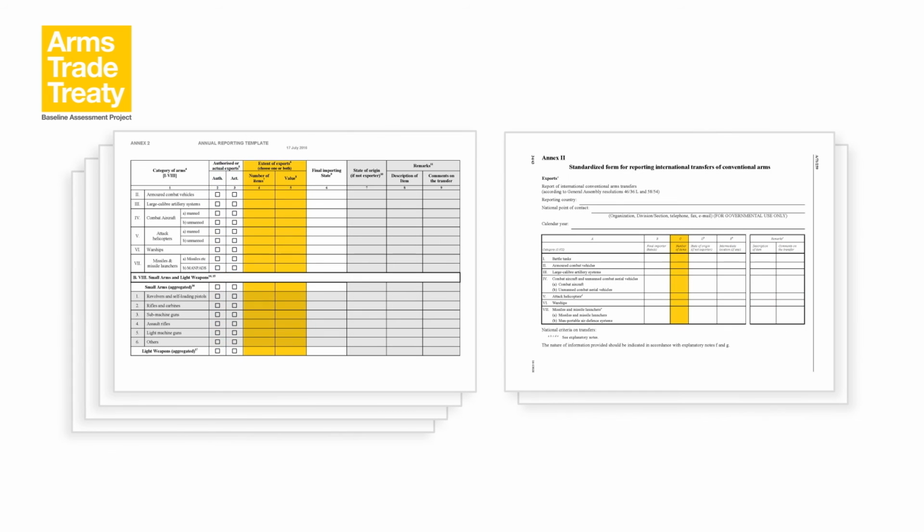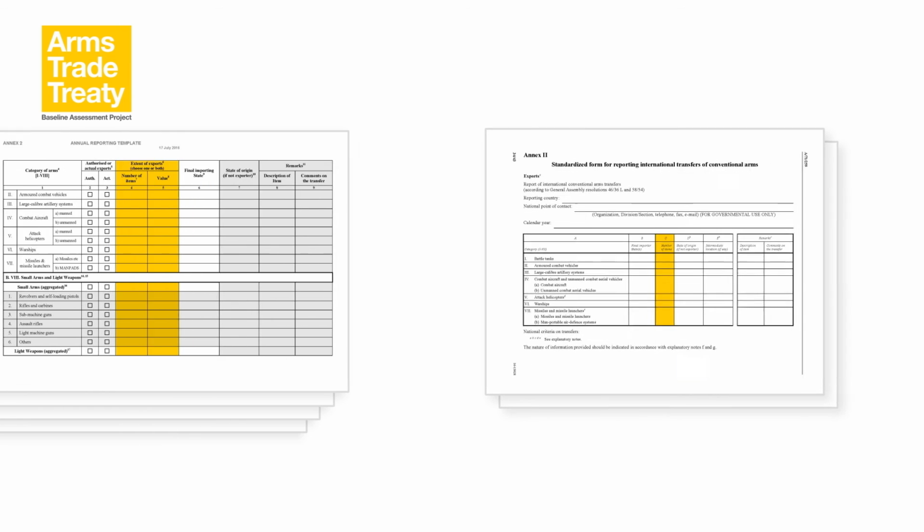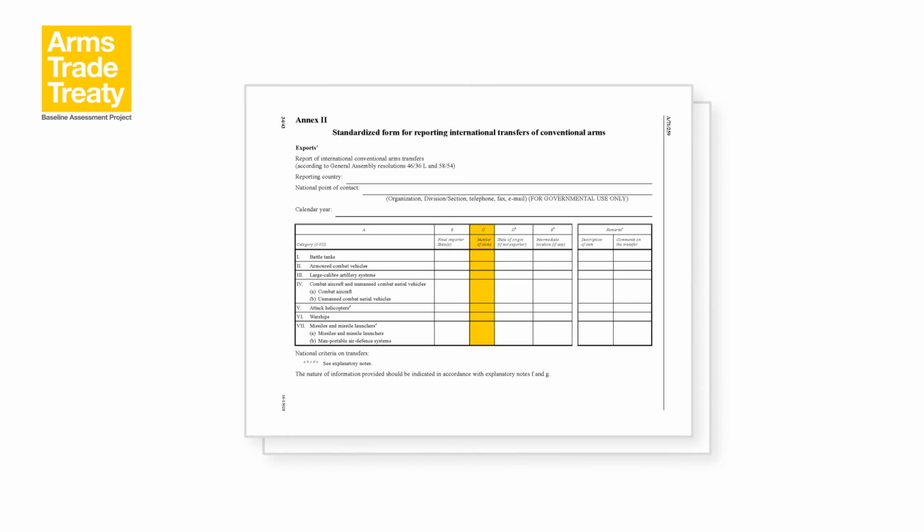The ATT Annual Report template provides states parties with the option of providing information on either the number of units or the financial value of conventional arms imports and exports, or to provide information on both. The UN Register reporting template requests information only on the number of items imported or exported. States parties also provide the financial value of their arms exports in national reports on arms exports or as part of information exchanges within regional organizations or multilateral export control regimes.